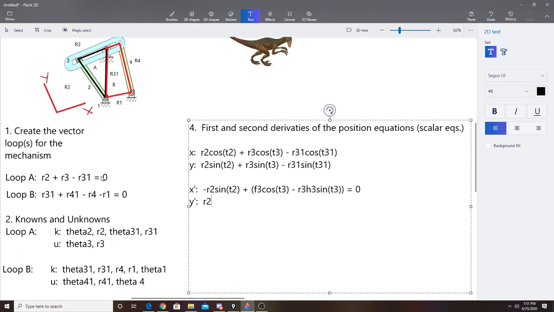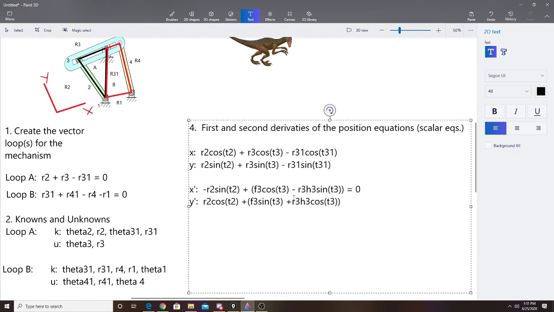So R2. Now we got to do this one. R2 cosine T2 plus F3 sine T3 minus, or plus, sorry, plus R3 H3 cosine T3.